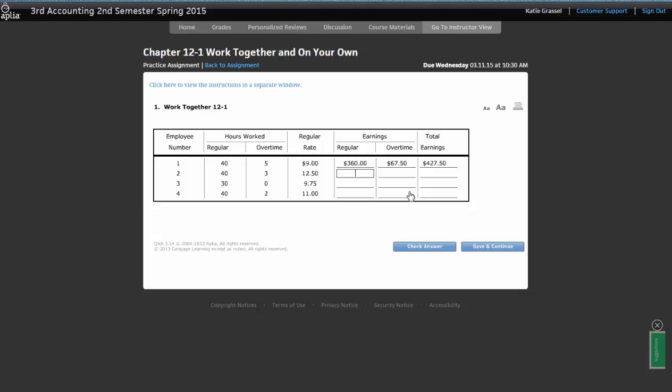Do the same thing for employee number 2. Employee number 2 works 40 hours at $12.50. Earns $500. Now, employee number 2 must have been there for a long time because they make $12.50 an hour, so their overtime rate, pretty nice, huh? $18.75 an hour. And take that times 3, $56.25.